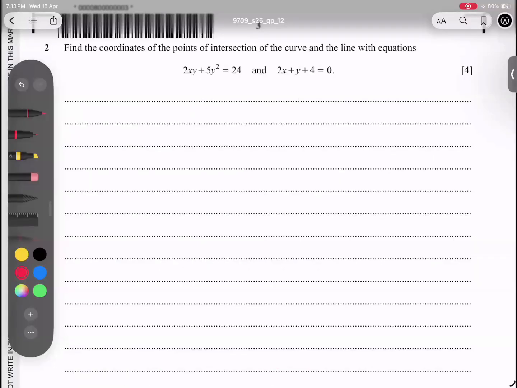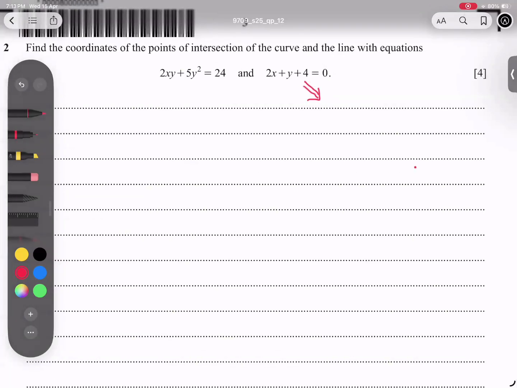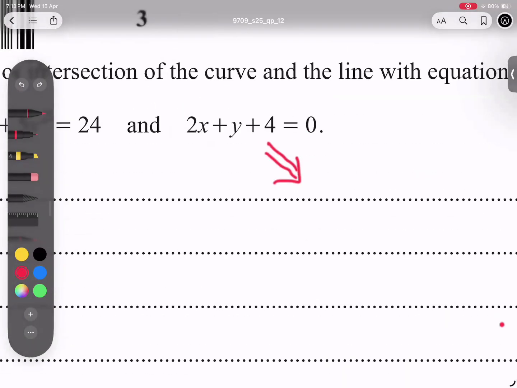Question number 2, students. The topic is, he said, find the coordinates of the points of intersection of the curve and the line. So the best way, from the line, I will make x or y the subject, but I think it's easy. Whenever a multiplying factor is there, I will not try to make x the subject. But when there is no number before y, I will make y the subject. So I will make y the subject with both values going to the other side. So I get y = -4 - 2x.